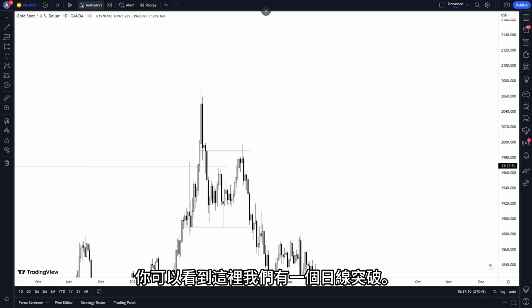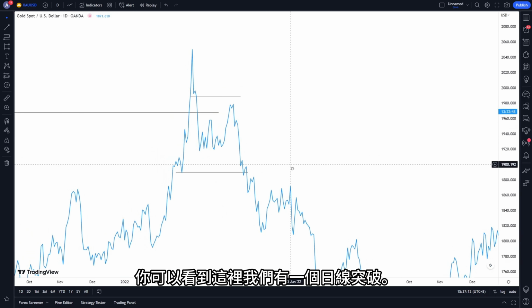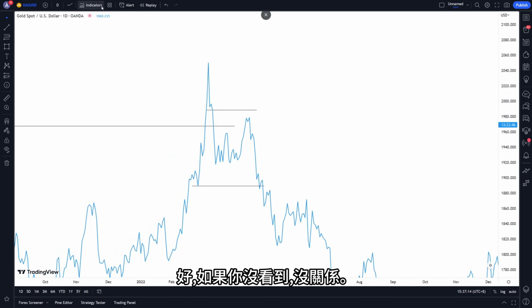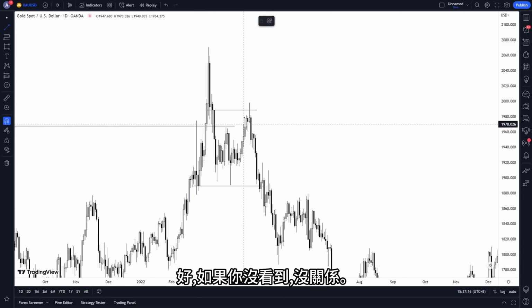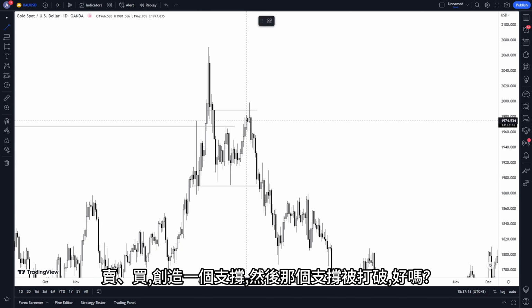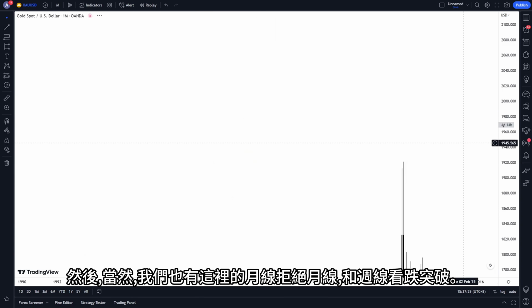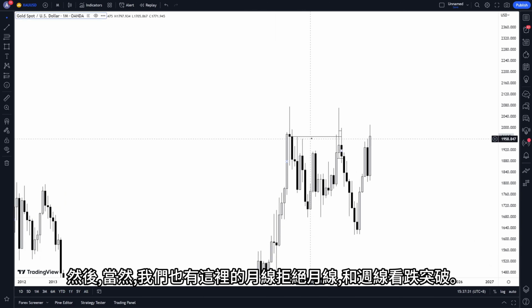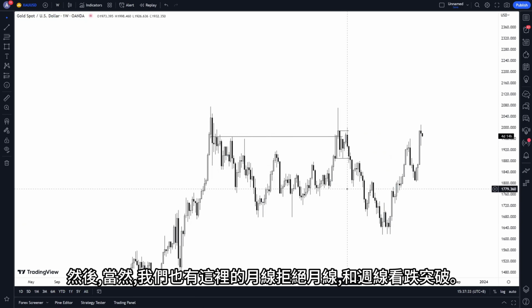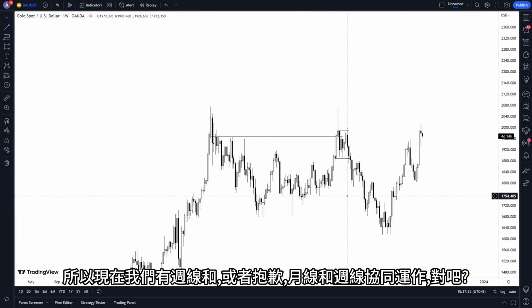We see we had a daily breakout right up here. Okay, if you didn't see that, no problem. Sell, buy creates a support, and then that support breaks. So we had a weekly reject weekly in here, a daily bearish breakout confirming a weekly bearish storyline, and then of course the monthly reject monthly right here, and then the weekly bearish breakout. So now we have monthly and weekly in tandem, working together, right?